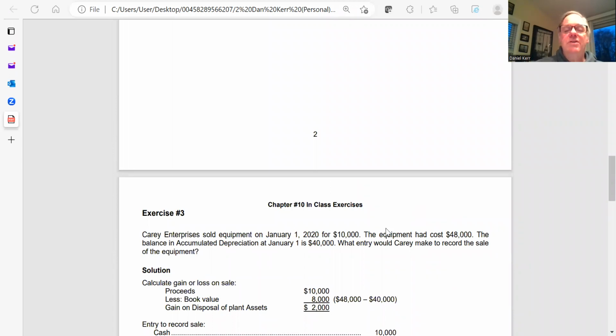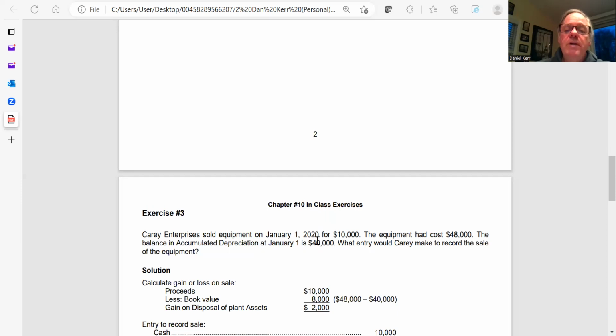Disposal is just a simple word for getting rid of. So we have to ask ourselves, when we dispose of an asset, is it disposed at a gain or is it disposed at a loss? In order to answer that question, we have to compare the proceeds to what the book value was of the asset. If the proceeds are more than the book value, we have a gain. And if the proceeds are less than the book value, we have a loss.